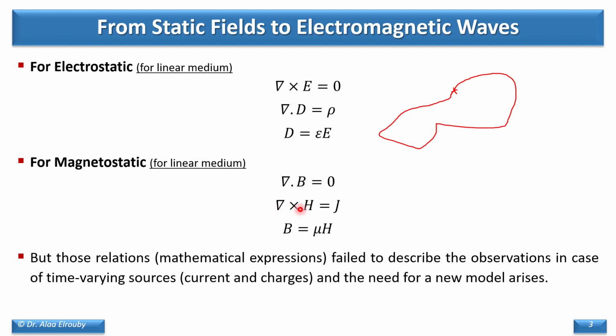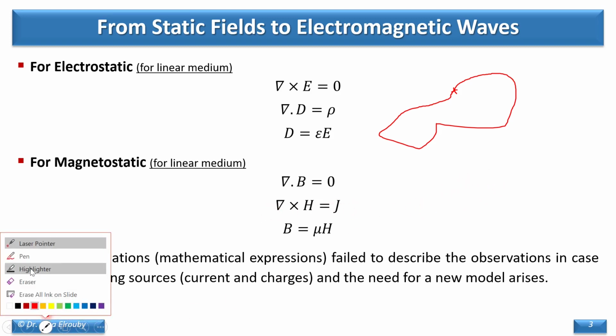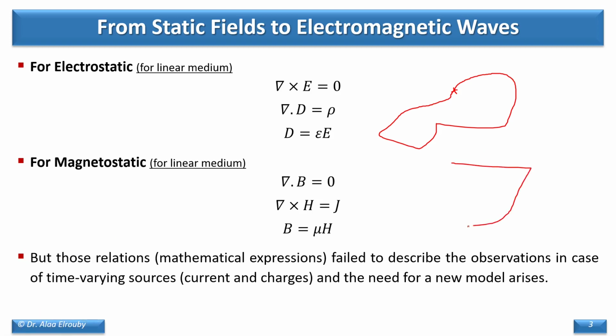The second postulate is Ampere's law, which is stating that if we have any closed path and you integrate H dot dl along this path, it will equal the total current penetrating this surface. So this is Ampere's law, and we had many applications on this.